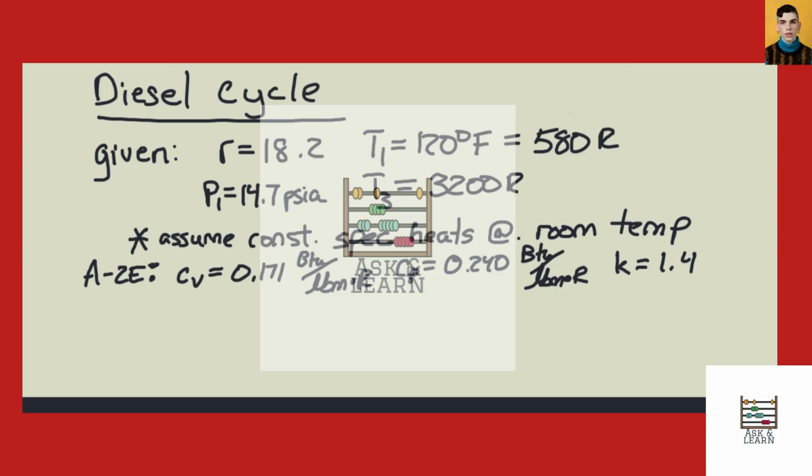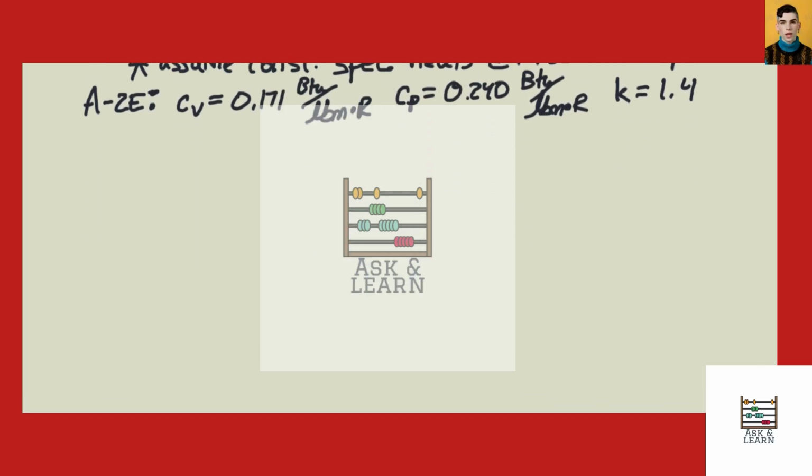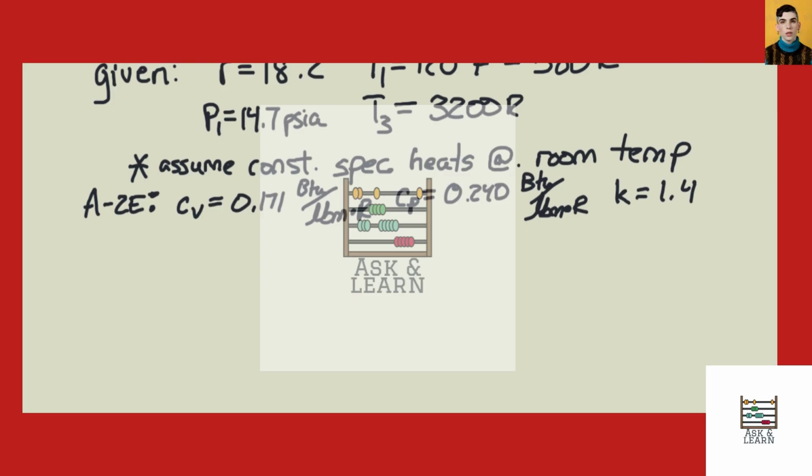So what that means is we can look at table A2E for constant specific heats at room temperature and write down the specific heats for constant volume, constant pressure, and of course the ratio of specific heats. In the first part of the problem, we'll leave those there for now, we are asked to find the cutoff ratio.